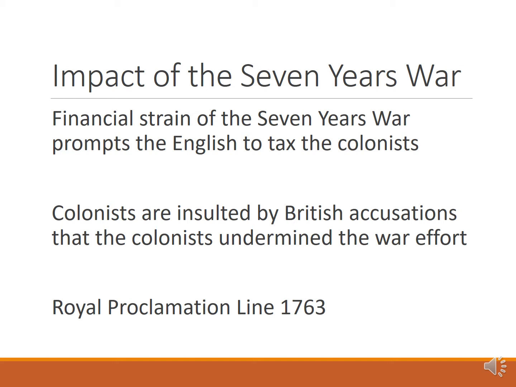The second thing is that there is this rift that takes place between the colonists and the British government because the British government believes that some of the colonists undermined the war effort during the French and Indian War. And then, of course, you have the Royal Proclamation line that was drawn as a result of Pontiac's rebellion. That line was drawn in 1763, and that is going to anger the colonists as well, particularly the ones that want to have opportunity to settle into these frontier regions and to gain land and fortune, etc.